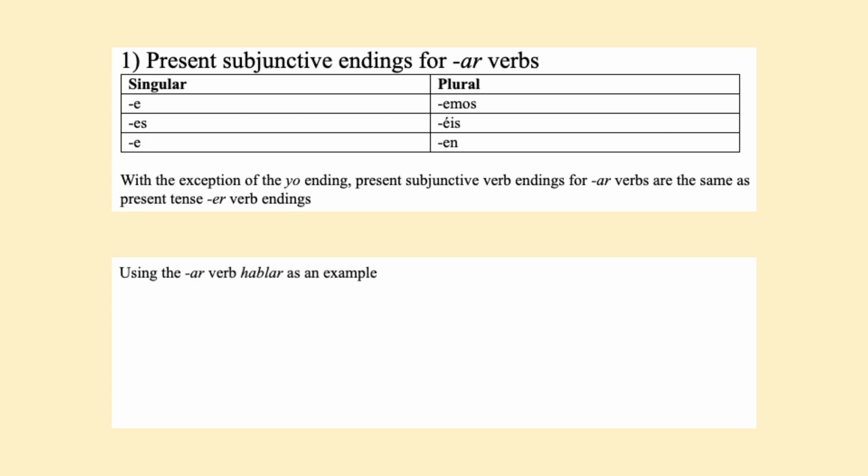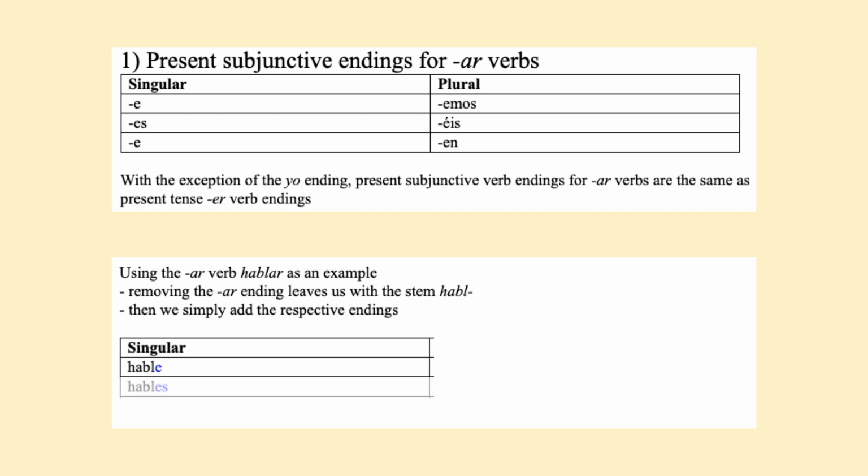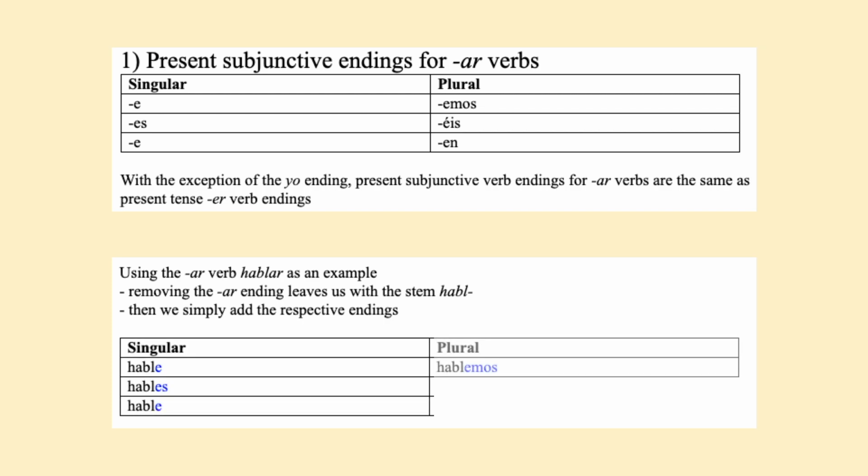So we use the AR verb hablar, we remove the infinitive AR ending, and this gives us the stem habl. And then to this stem we add the respective present subjunctive endings we see above: hable, hables, hable, hablemos, habléis, hablen.